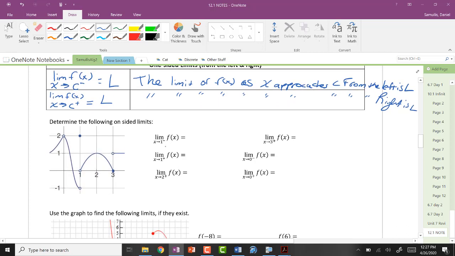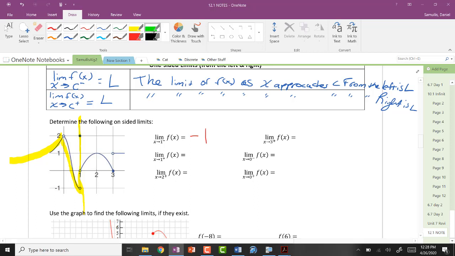Okay, so the limit of f of x as x approaches 1 from the left. So we're looking at the x value of 1. Here's the x value of 1. And what we're doing is we're coming from the left side headed towards that 1. So as you're coming from the left, where is the y value headed towards? Well, the y value is headed towards -1. That's the limit as it's approaching 1 from the left.